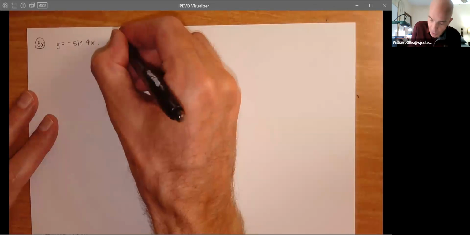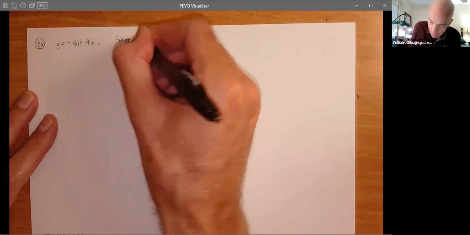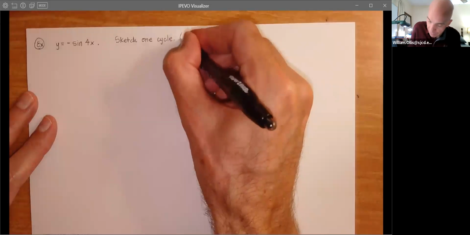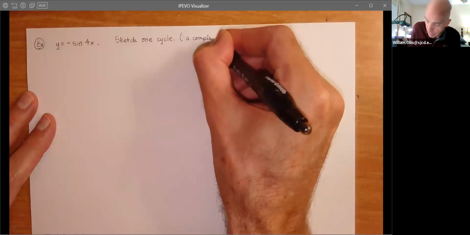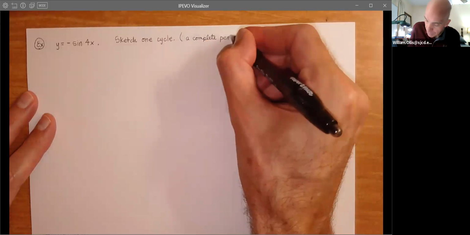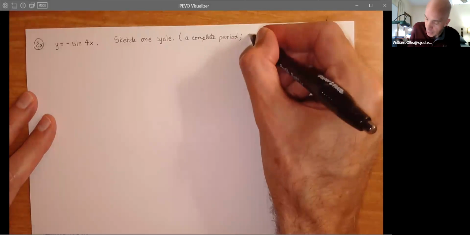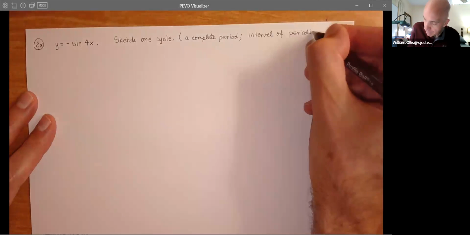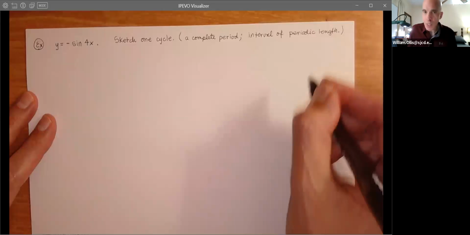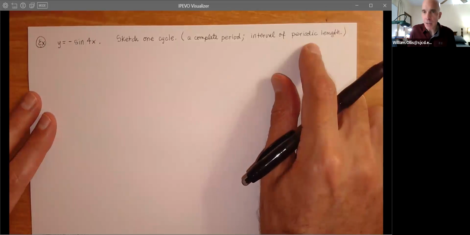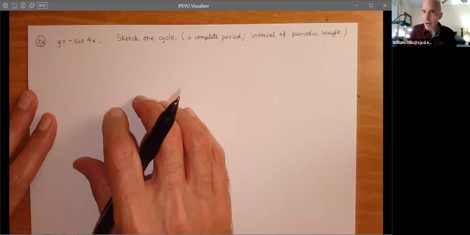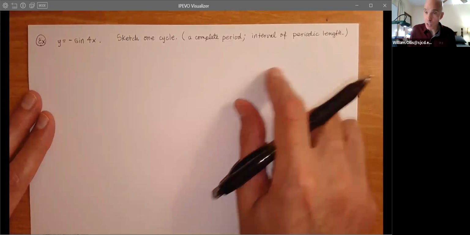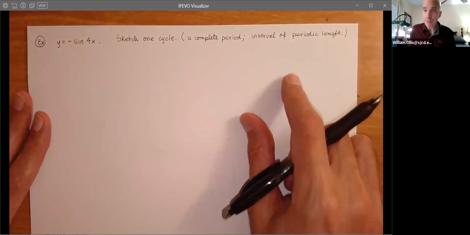And here what we want to do is sketch one cycle. That is a complete period, so to speak. And when we say complete period, we say interval of periodic length. So if we can sketch a function over an interval that's the length of the period, we will have completely characterized the sine or cosine function. And so you don't have to draw 5 or 6 periods. So WebAssign will say, which is the correct graph? Well, you'll sketch it just like I'm going to show you here, and then you can choose.